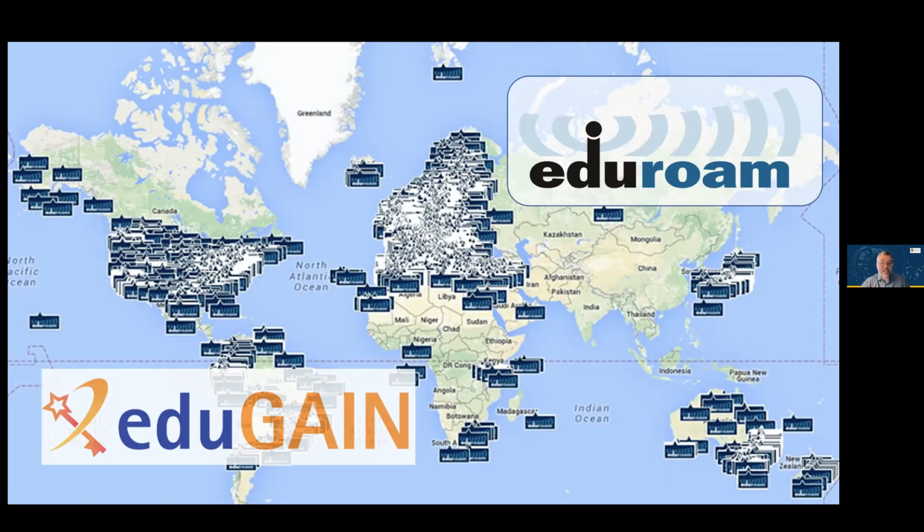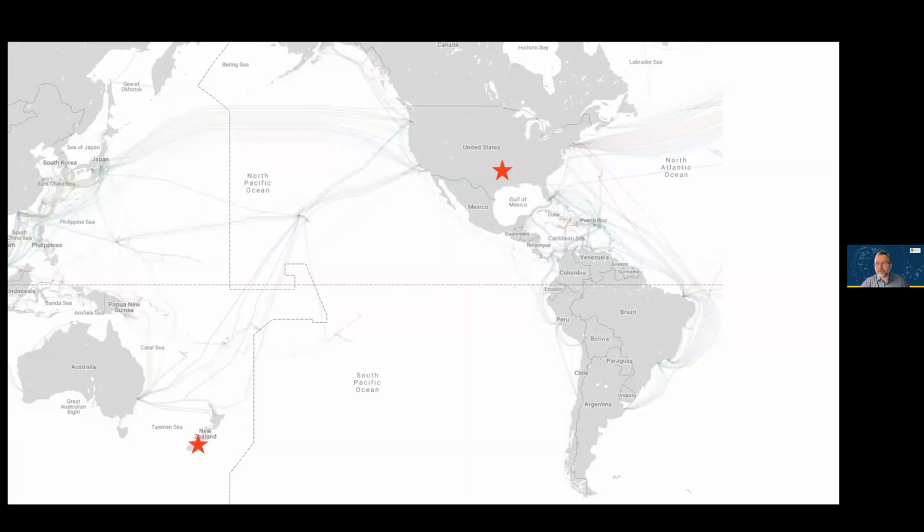And things like EduGain, which is that authentication backend. So you're able to authenticate using your home institution's credentials into other institutions' resources, such as scientific instruments and the like. There are a bunch of other examples of products like that, but this is all produced by that international community. So let's go through just a real quick example of moving some data.